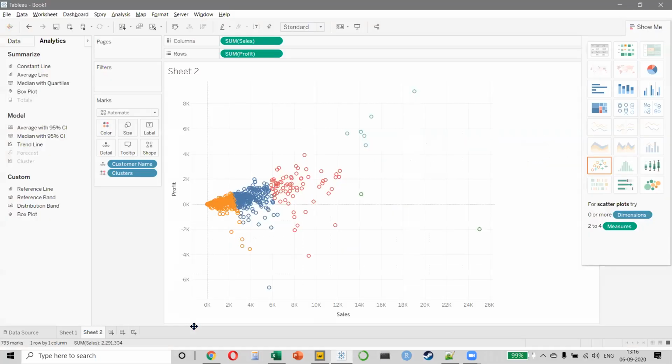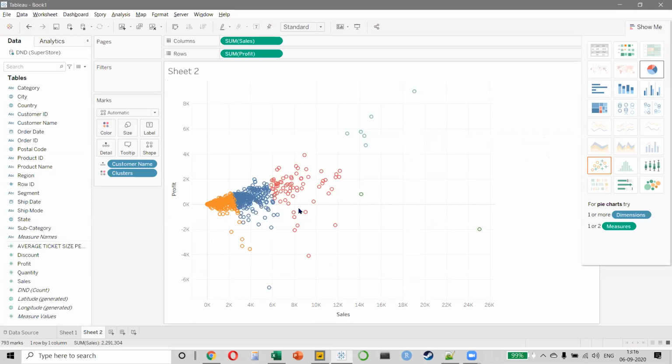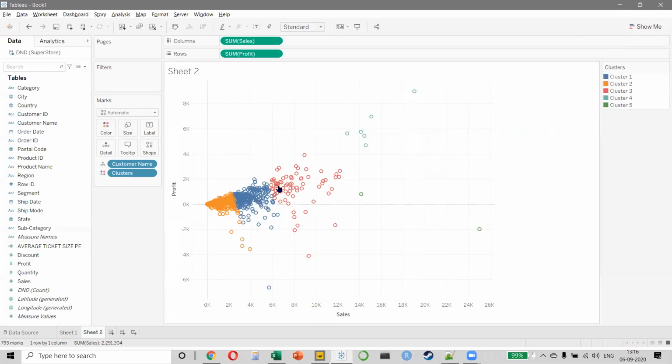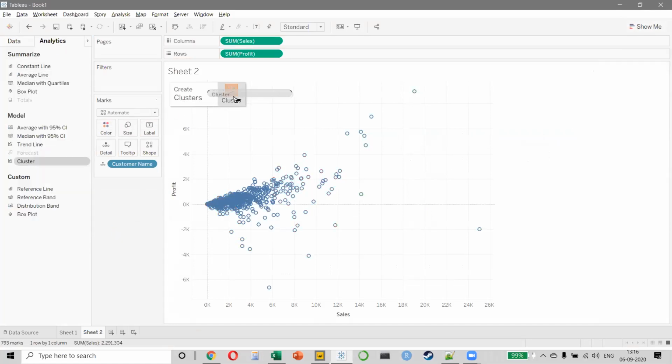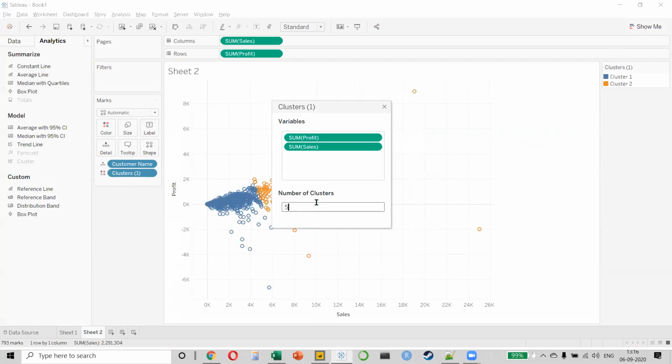Same thing if you wanted to do here. This is a little difficult. Just try to understand how we do it. This is your customer name. This is your clusters, correct? Let me do it once again. Analytics, cluster, and we say 5, okay?